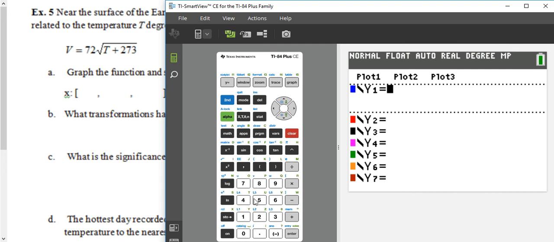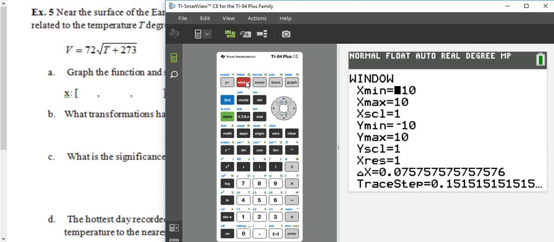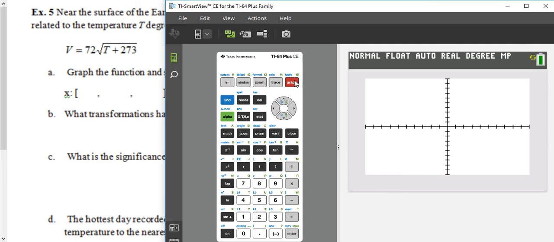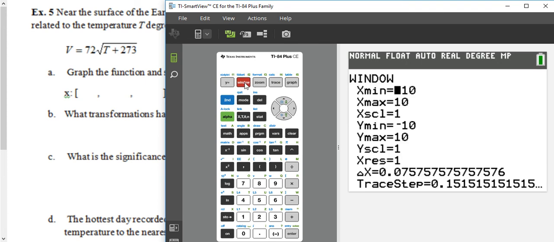So my equation is going to be 72 radical symbol. X is going to replace t there because that's our only variable, 273. And if I hit my window setting right now, this is my standard window setting. If I hit graph, do I see my graph? I don't see anything, so I definitely need to play around with my window setting. And so what you want to do is you want to make things bigger.